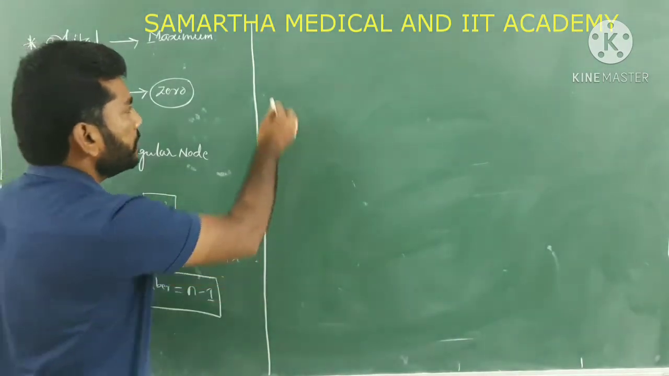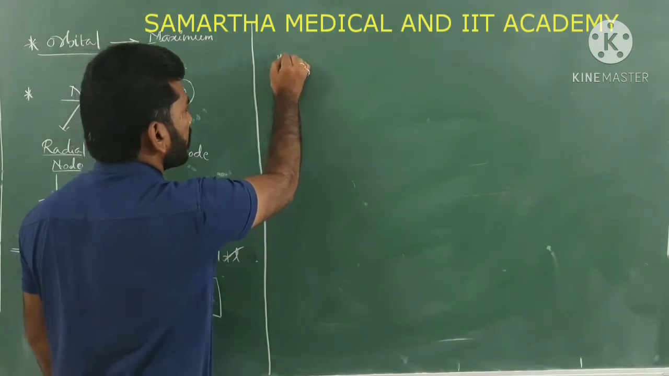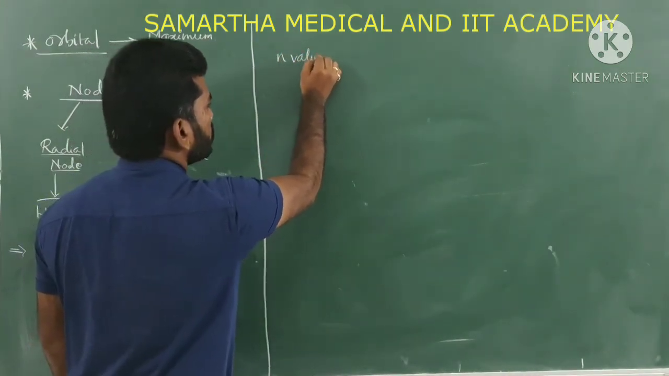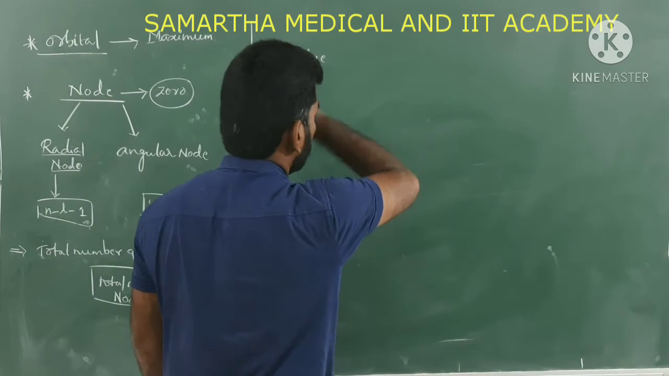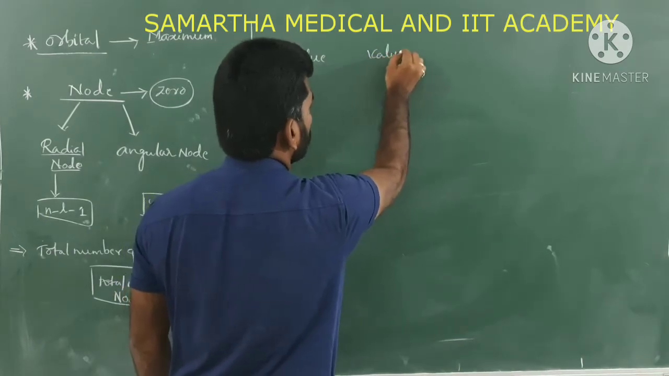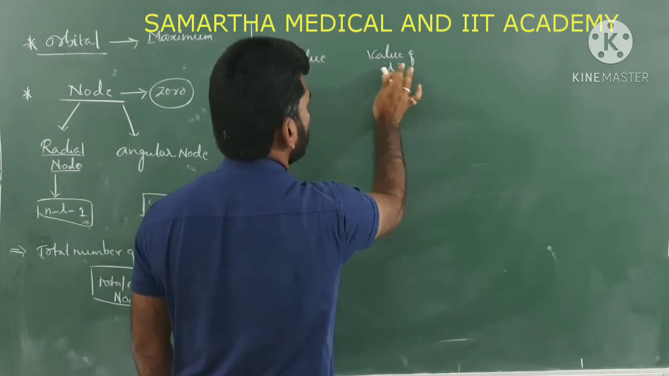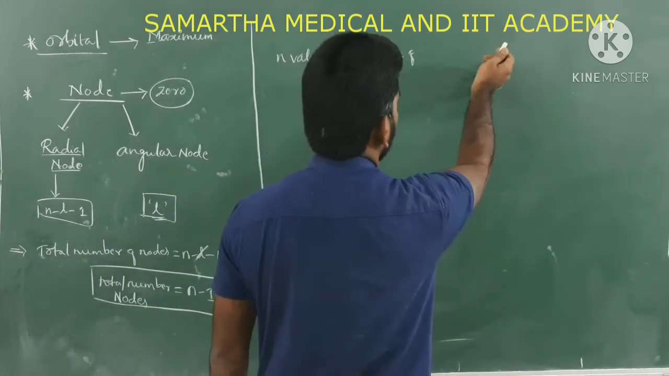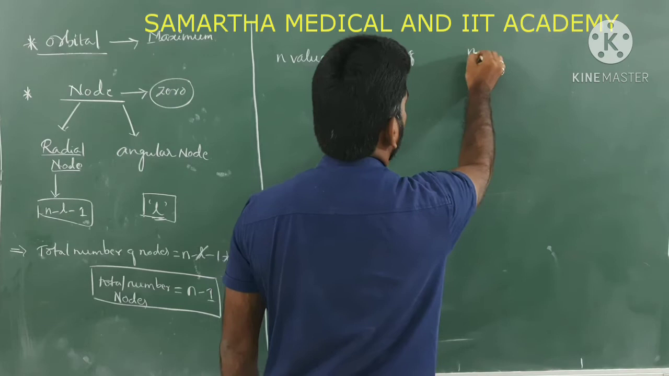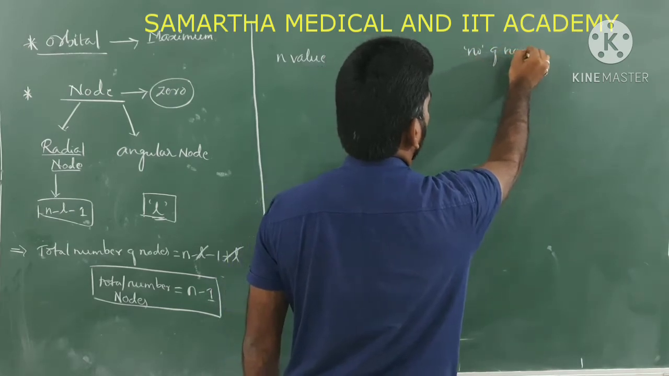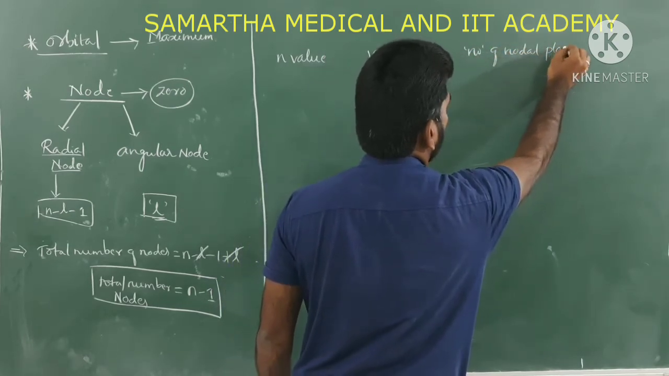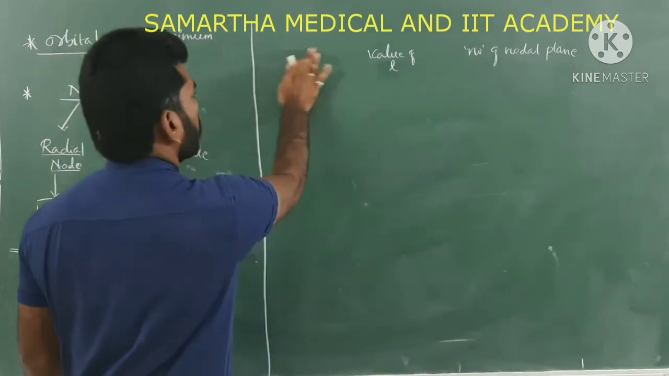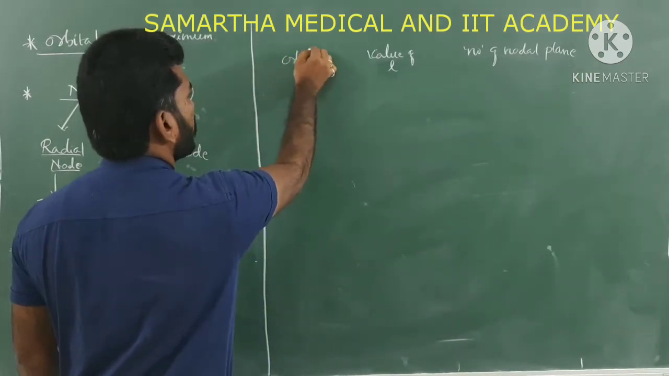Let us see, here there is the value of L and the number of nodal planes. So let's take, not the n value, but the orbital. Let's take the orbital here.